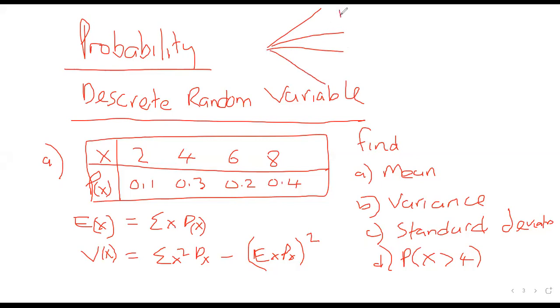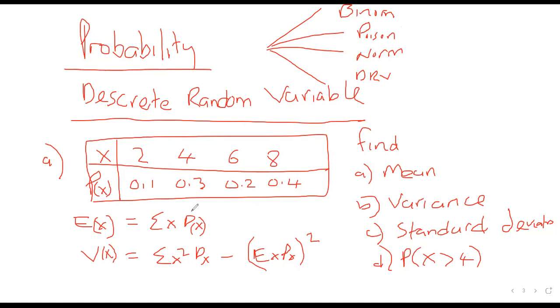There's what we call the binomial distribution. There's what we call the Poisson distribution. There's what is called the normal distribution. And there's also what we call the discrete random variables. So of these four distributions, the easiest one is the discrete random variables.